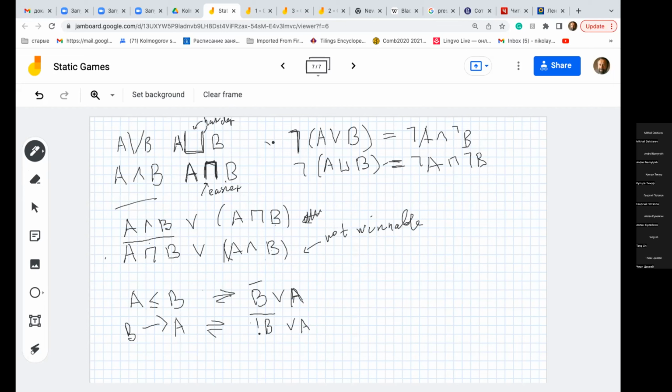And so using these operations, we may define a reduction between algorithmic problems. And the problem of reducing, say, A to B is also an algorithmic problem, which is this one, if we speak about Turing reduction. And now I want to compare this with Medvedev's approach.